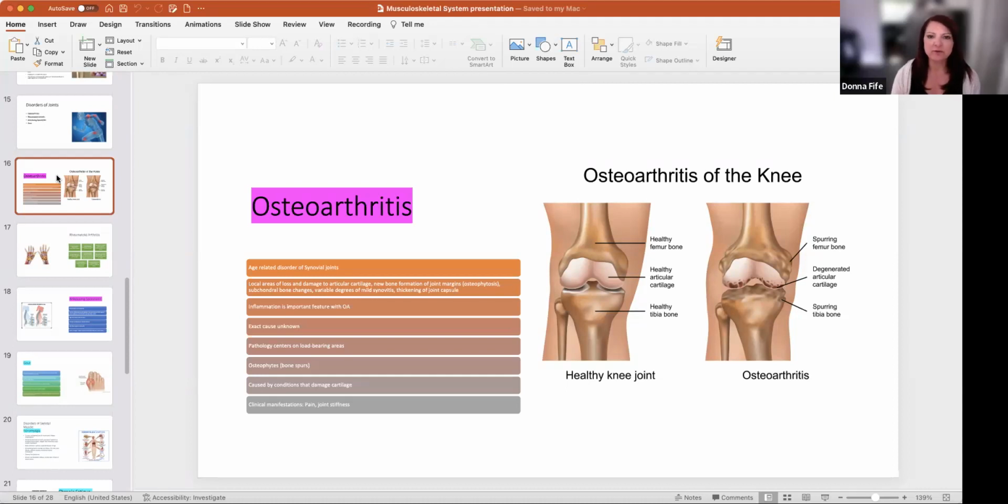Inflammation is an important feature of osteoarthritis. Now, the exact cause of this is unknown, but the pathology centers around load-bearing areas. We have osteophytes or bone spurs that can develop, and this is caused by conditions that damage the cartilage. Clinical manifestations include pain and joint stiffness.